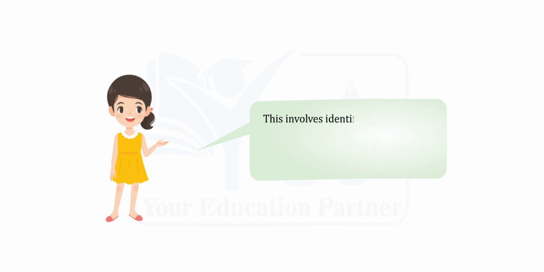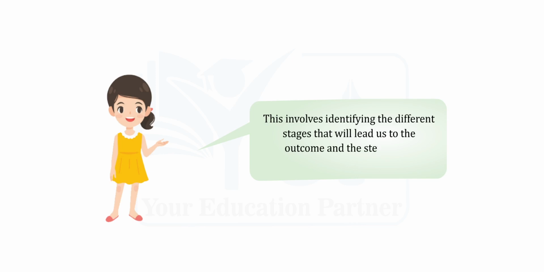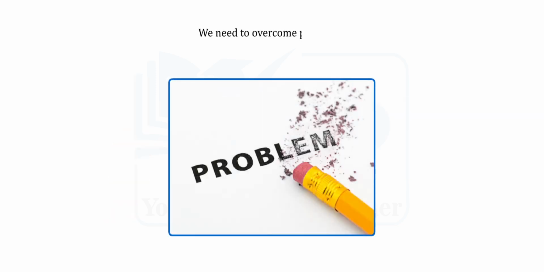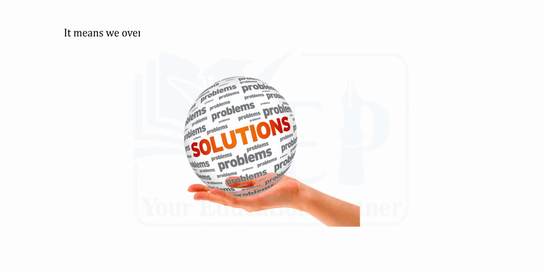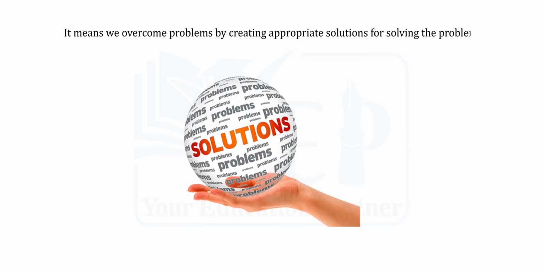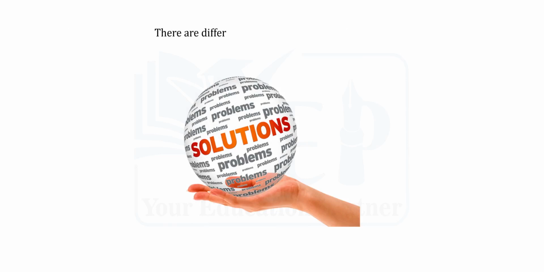This involves identifying the different stages that will lead us to the outcome and the steps to be performed at each stage. We need to overcome problems. Overcoming a problem involves creating solutions. It means we overcome problems by creating appropriate solutions for solving the problem. There are different ways to solve various problems.